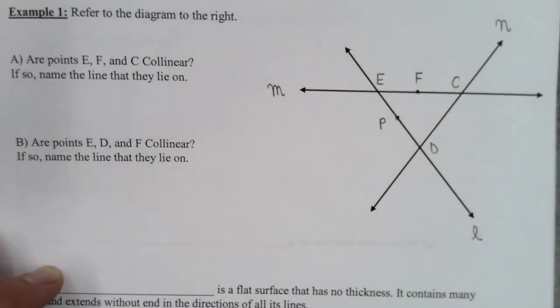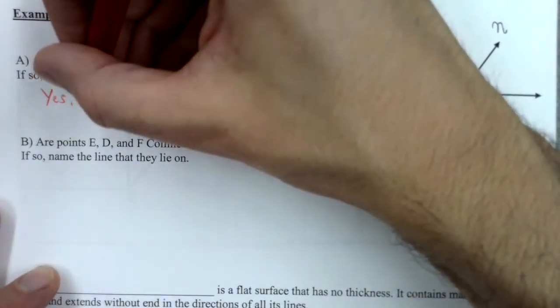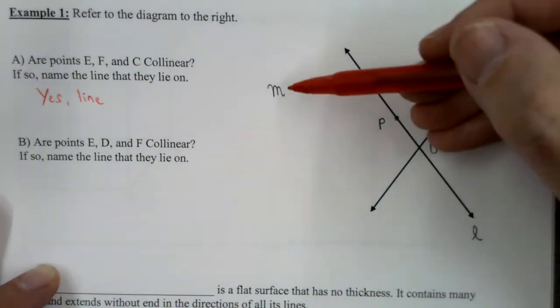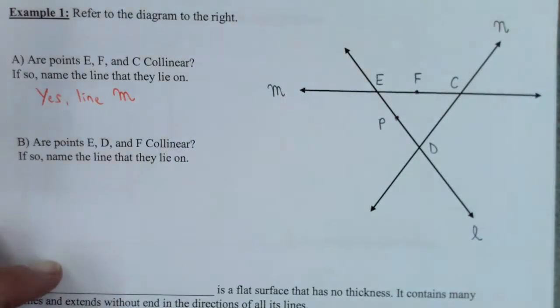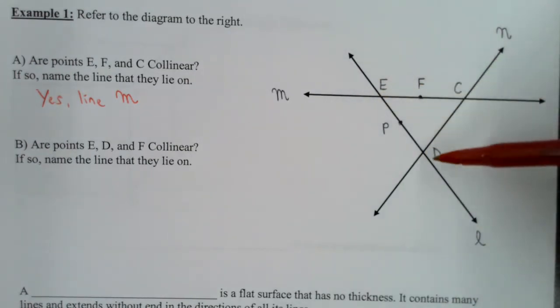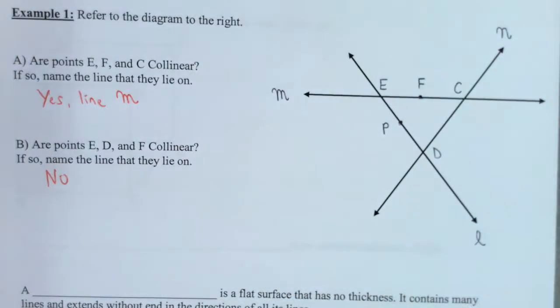And it says name the line that they're on, so I'm going to say yes. They're on line, I'm just going to name it with that letter right there. They're on line M. Okay, part B, are points E, D, and F collinear? E, D, and F, are they collinear? No, they are not on the same line.